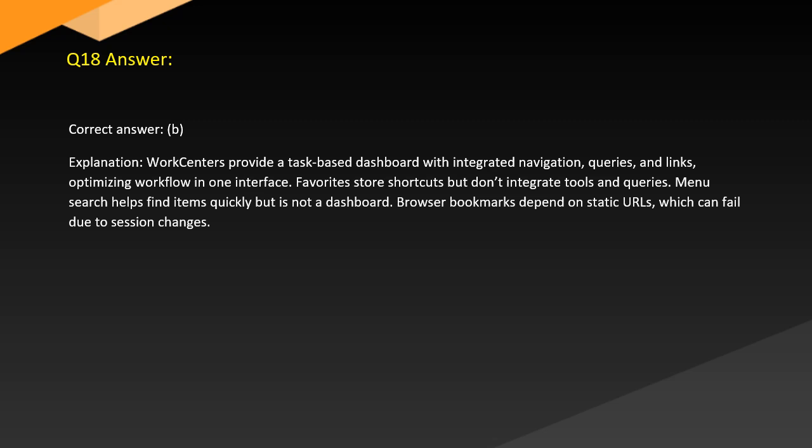Answer. Correct answer: B. Explanation. Work centers provide a task-based dashboard with integrated navigation, queries, and links, optimizing workflow in one interface. Favorites store shortcuts but don't integrate tools and queries. Menu search helps find items quickly but is not a dashboard. Browser bookmarks depend on static URLs, which can fail due to session changes.